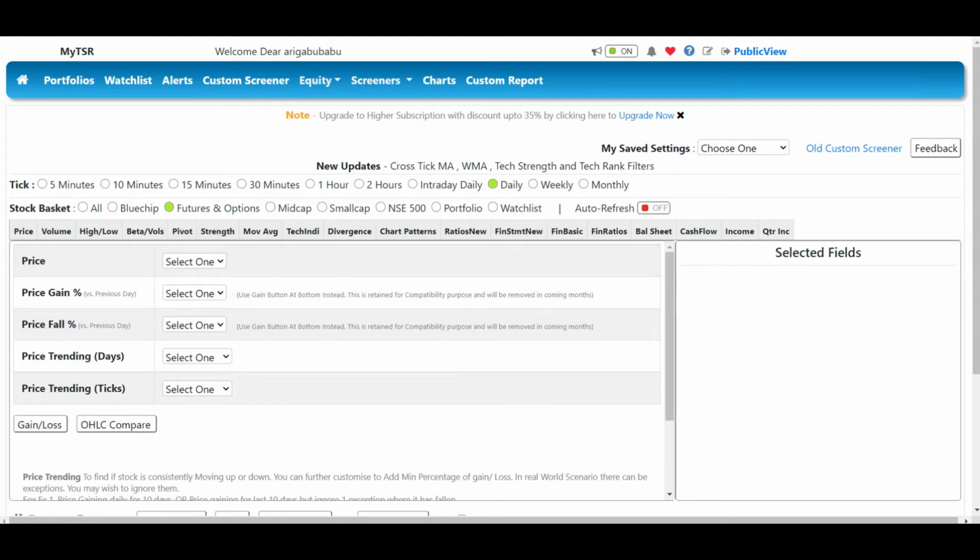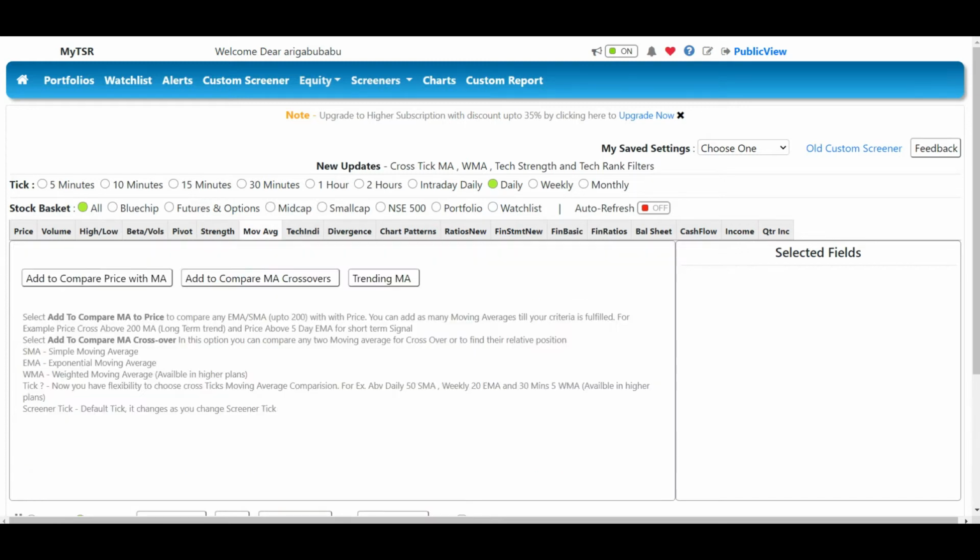First, you select stock basket all, instead of blue chip. The first criteria I put here is price: the current price should be above the 50-day moving average. So you come to moving average. You can see we have price, volume, high, low, beta, pivot, moving average, technical divergence ratio, fin basics, fin ratios, all are here. We are going to select moving average.